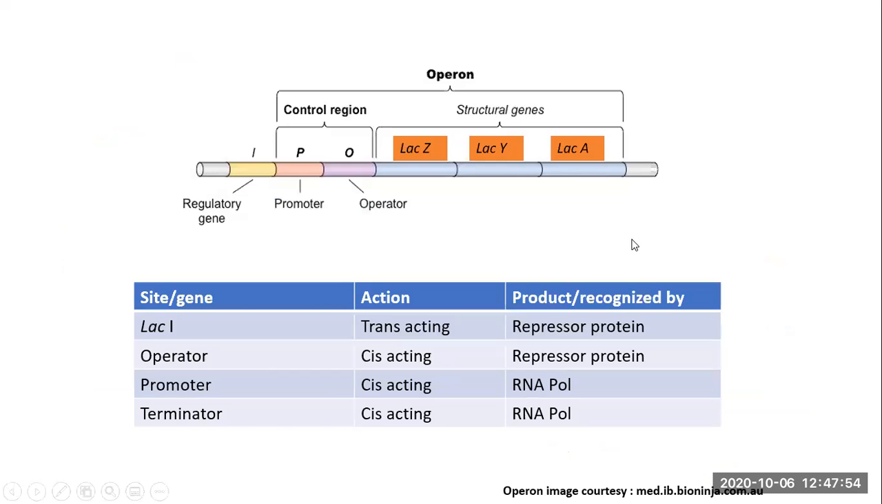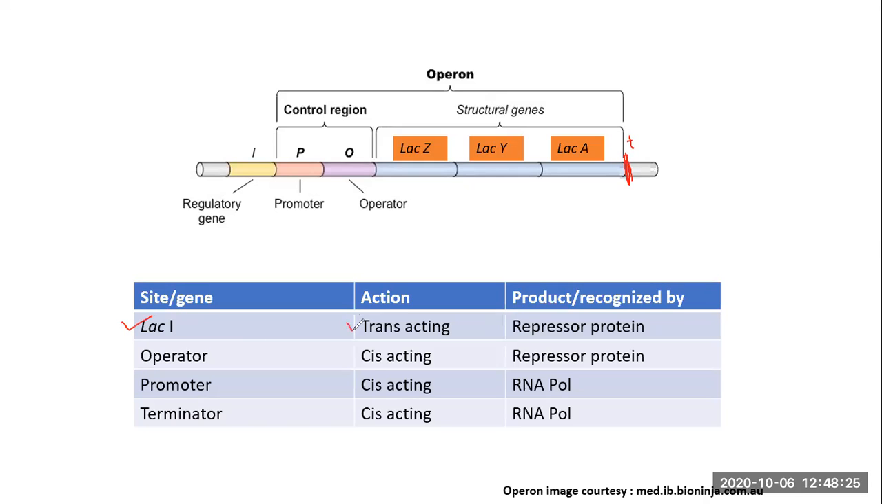Okay, so let us understand. This is the Lac operon now. You have a Lac gene, there is a promoter, there is an operator, and these are the three structural genes. And somewhere here, you have the terminator, the transcription termination signal also, right? So what happens? Lac, what is its action?